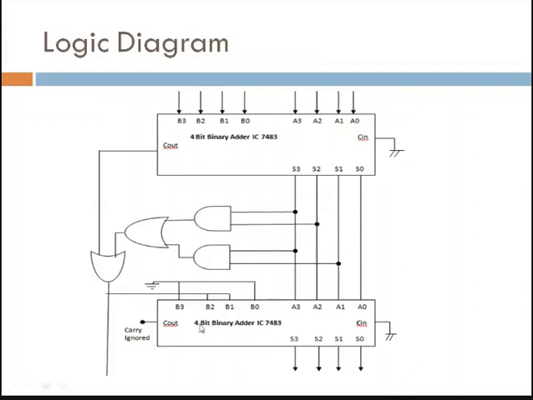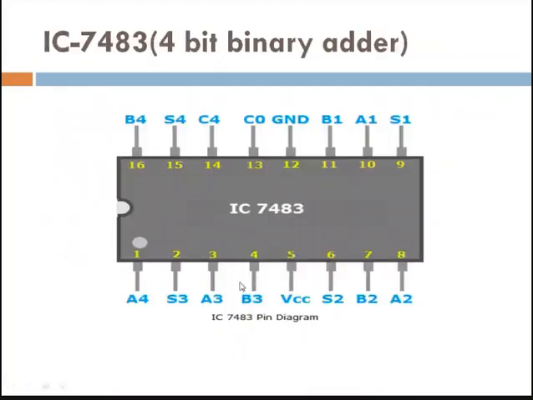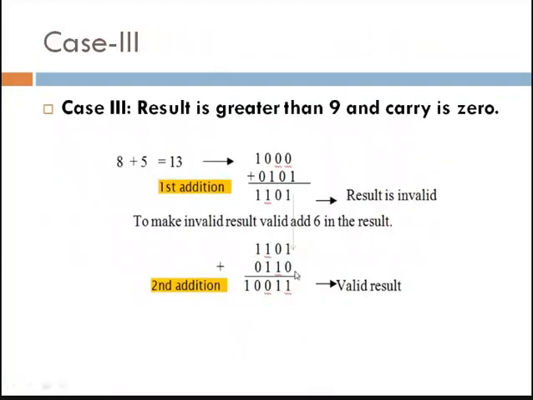Now here, in this adjustment, you can observe that B3 and B0 are connected to the ground. Why? Because if the result of the first IC is invalid, then from the second IC we need to add 6, and for adding a 6 we consider a B number. Every time the result is invalid, we are adding a 6.